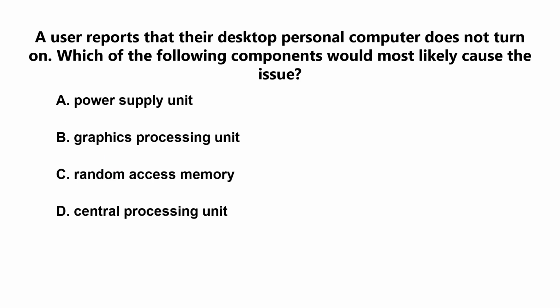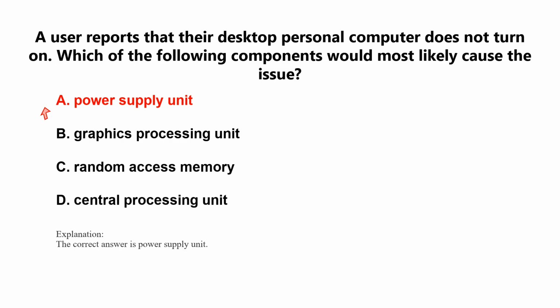Question 29. A user reports that their desktop personal computer does not turn on. Which of the following components would most likely cause the issue? Option A, power supply unit. Option B, graphics processing unit. Option C, random access memory. Option D, central processing unit. The correct answer is option A, power supply unit.